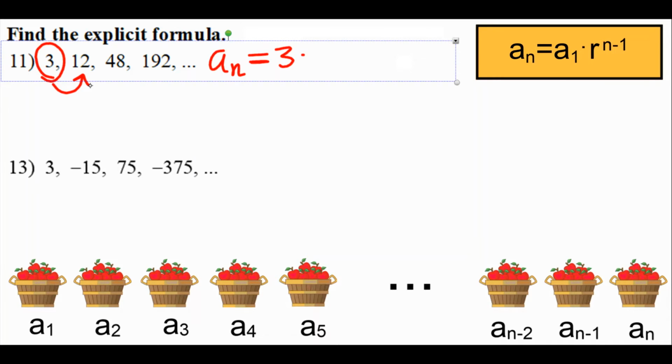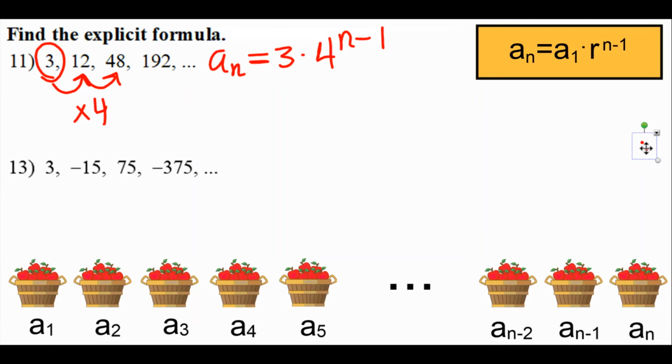Well, r is how you get from number to number. It looks like that's times 4. So times 4 to the n minus 1. That's it. That's the explicit formula. What's nice about that is you can just plug in and find any term. If I want to find the 99th term, I plug in 99 into my calculator.